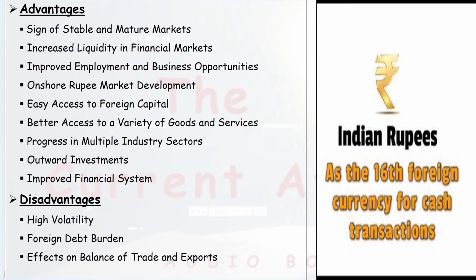Effects on balance of trade and exports. A rising, unregulated rupee makes Indian exports less competitive in the international markets. Export-oriented economies like India and China prefer to keep their exchange rates lower to retain the low-cost advantage. Once the regulation on exchange prices goes away, India risks losing its competitiveness in the international market.